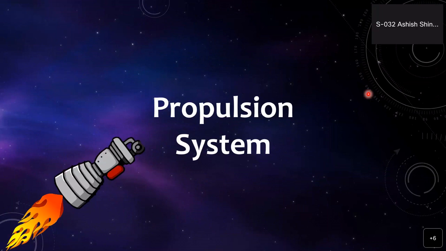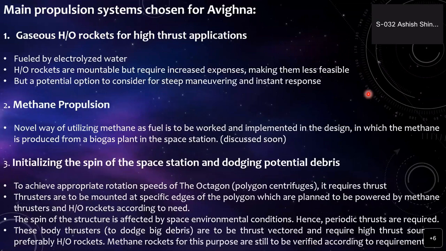The next part is about the propulsion systems. In the propulsion system, we are planning to use rocket propulsion with methane, which we are going to produce in our own space station, and for low thrust we use resistor jets.